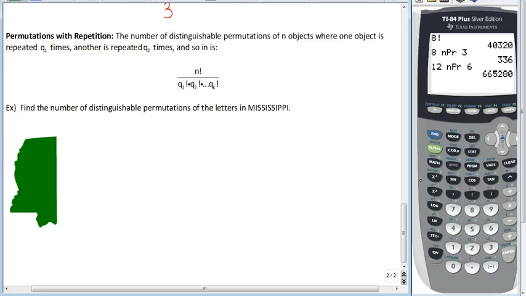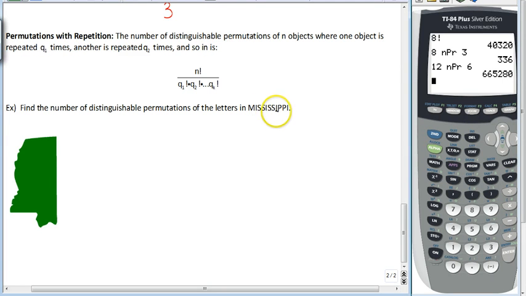So for example, you have Mississippi, and we're going to figure out the number of distinguishable permutations of the letters of Mississippi. That means if we have the first S and the second S switched, it's not going to matter. It's still going to spell Mississippi. So how many ways can we just jumble all those letters together? First, you have to count.